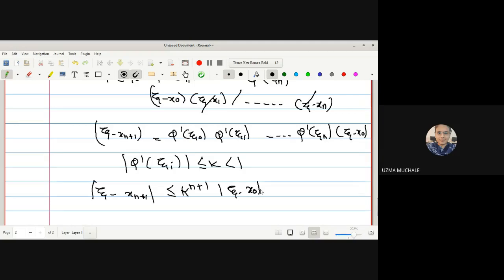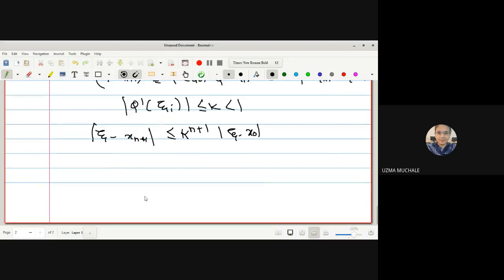Are you getting this step? What will happen as n tends to infinity? As k is less than or equal to 1, what will happen as n tends to infinity? At least you can answer this one.